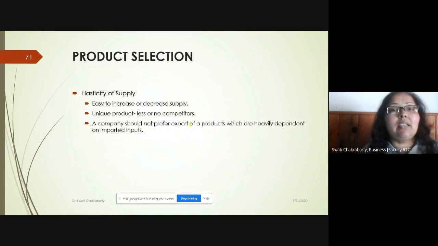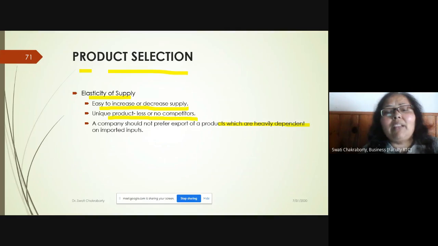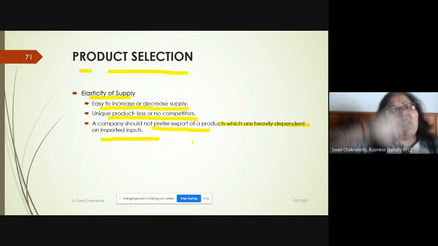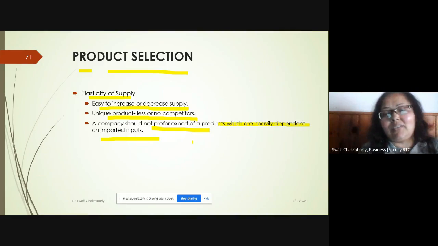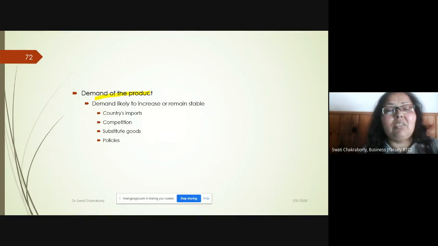Then comes the product selection that we talk of. So we have to think of elasticity of supply. You should be able to easily increase or decrease supply, and the product should be unique, where there are few or no competitors. And a company should not go for exporting products which are heavily dependent on imported inputs, because anytime supply can stop, and also price can go up hugely when you're importing the raw materials. So it's wise not to do it. Demand for the product is likely to increase or remain stable. It depends on the country's imports, competition, availability of substitute goods, and the policies.